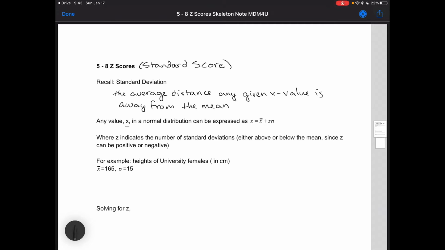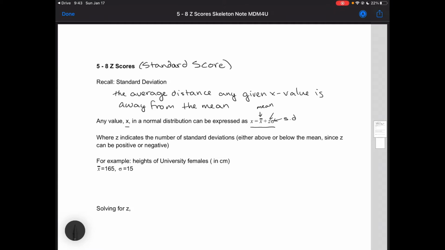Any value x in a normal distribution can be expressed as x equals x bar plus z times sigma. Z is the number of standard deviations either above or below the mean. X bar is our mean, and sigma is our standard deviation, just like before.